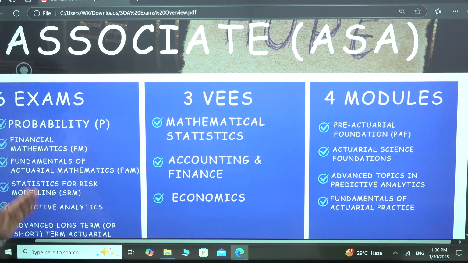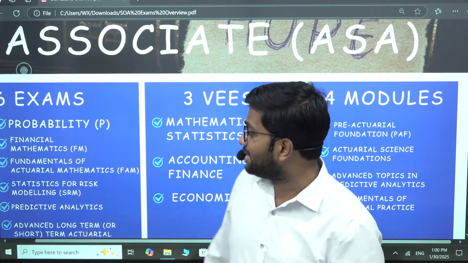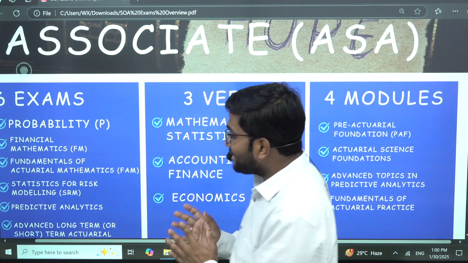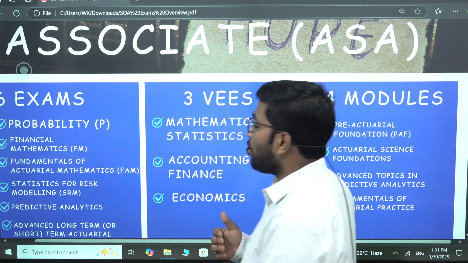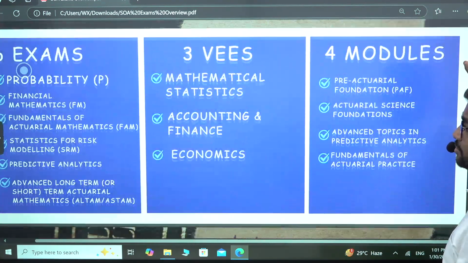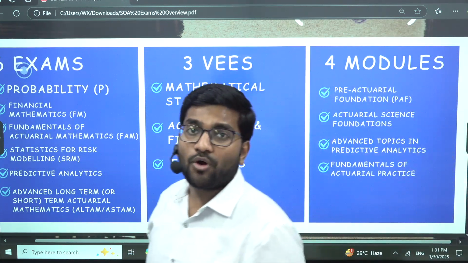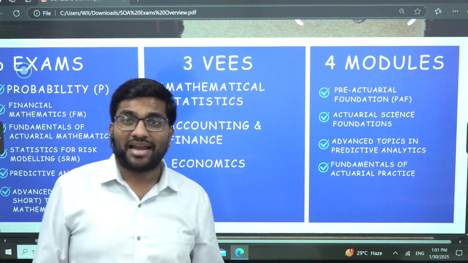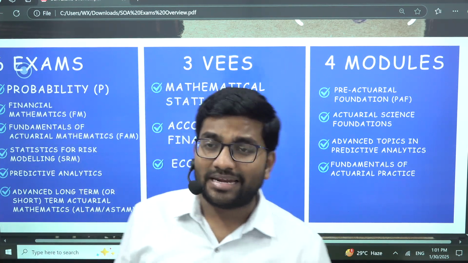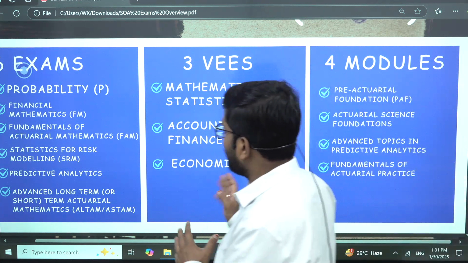The names of the exams are probability, financial mathematics, FAM, which is fundamentals of actuarial mathematics, statistics for risk modeling, predictive analytics, and advanced long-term or short-term actuarial mathematics. Basically these are the 6 exams which you need to clear if you want to become an associate from the Society of Actuaries. Apart from these exams, there are 3 VEEs, namely mathematical statistics, accounting and finance, and economics.